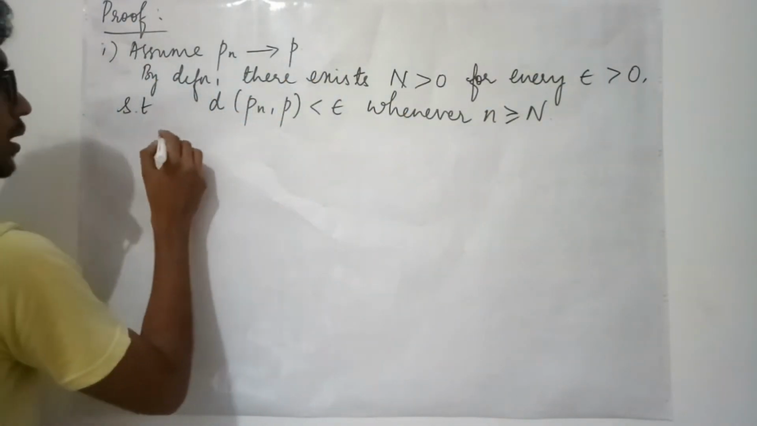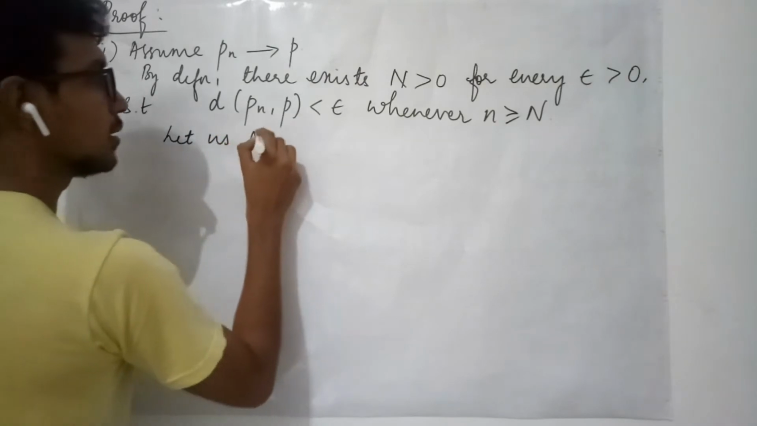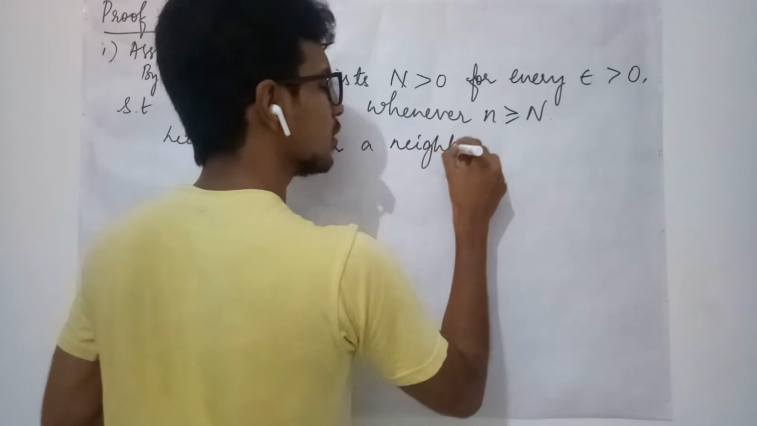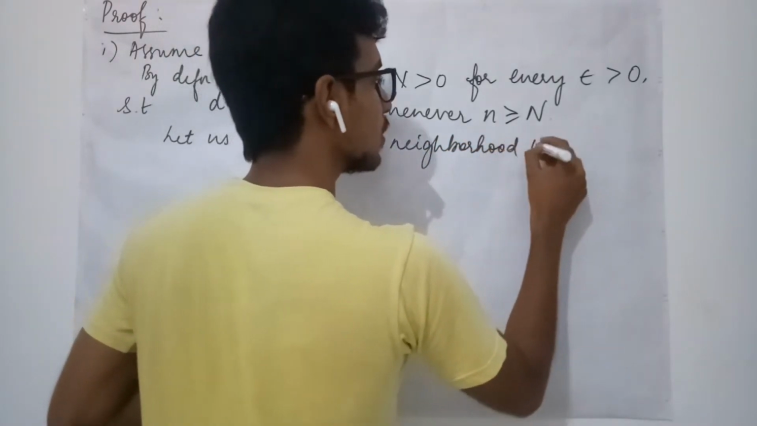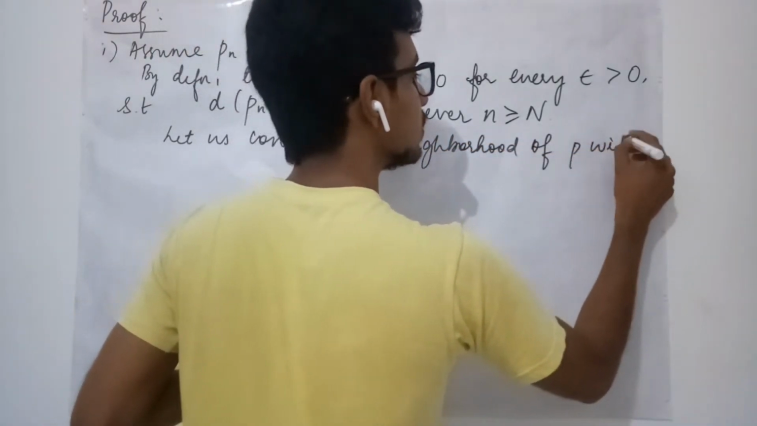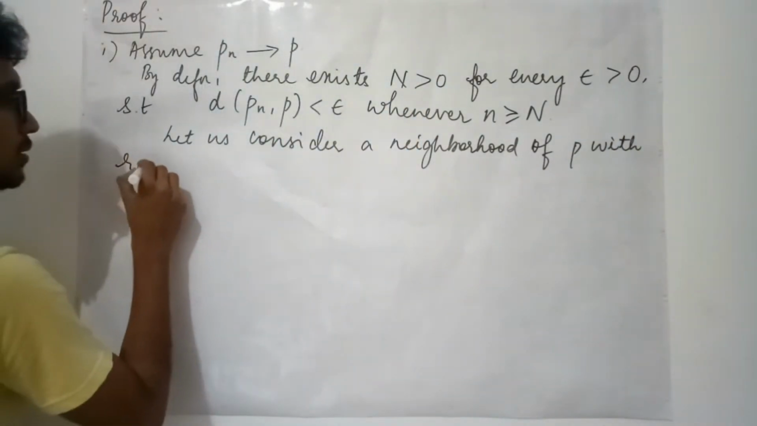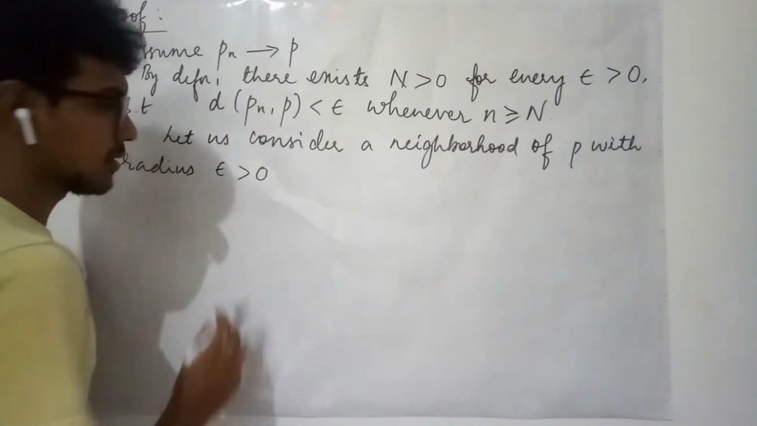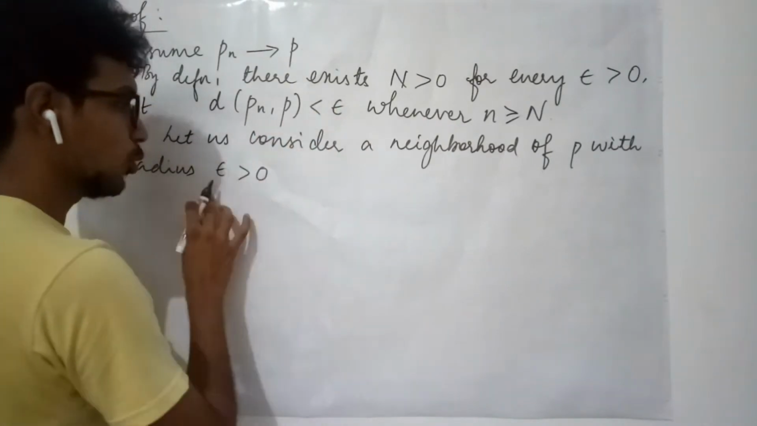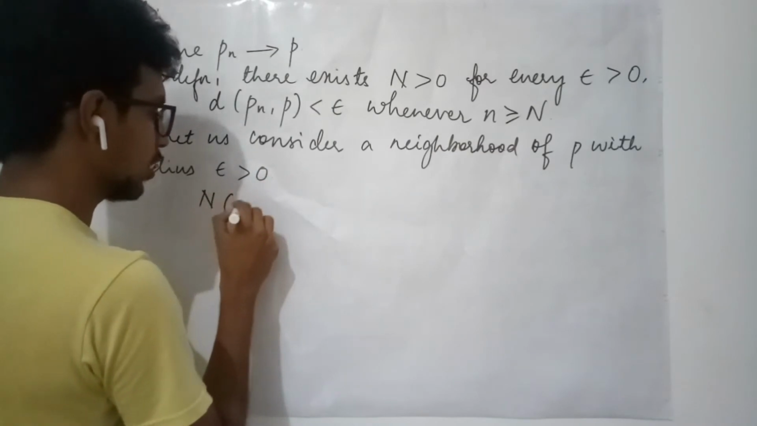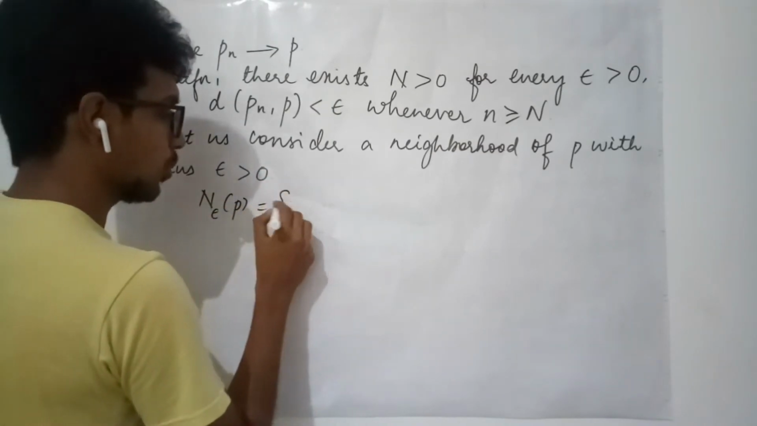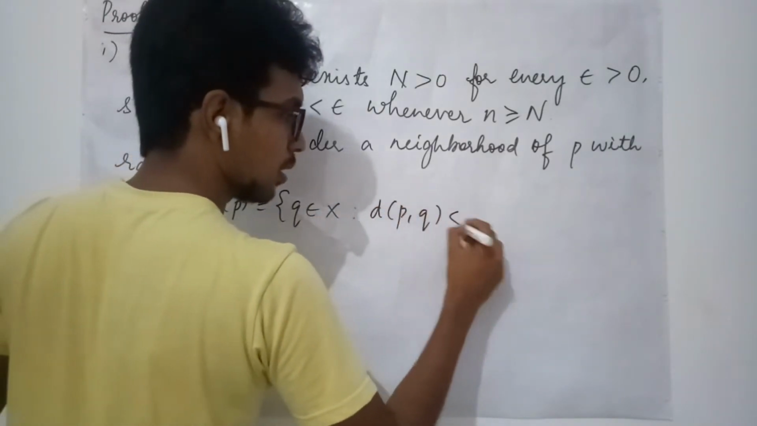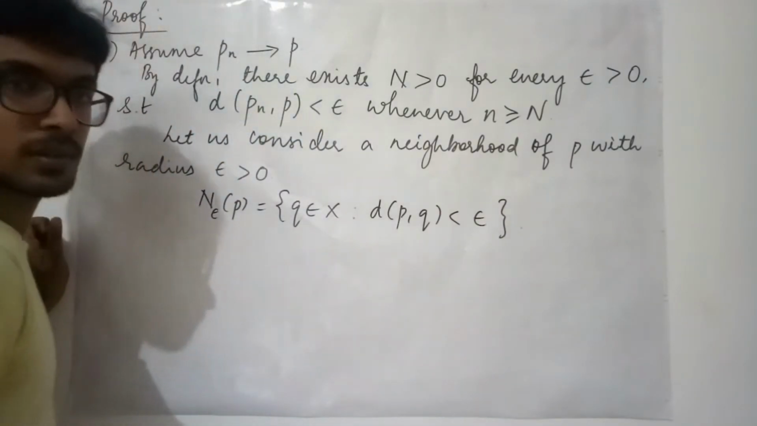Now, let us consider a neighborhood of P with radius epsilon. We may choose any radius, so let us fix this epsilon to be my radius. Then the neighborhood of P with this radius is going to be the collection of points Q in the metric space such that d(P, Q) is less than epsilon.